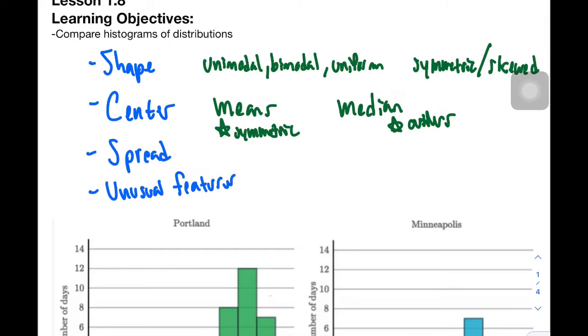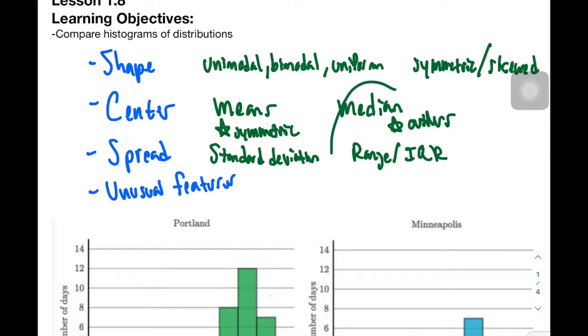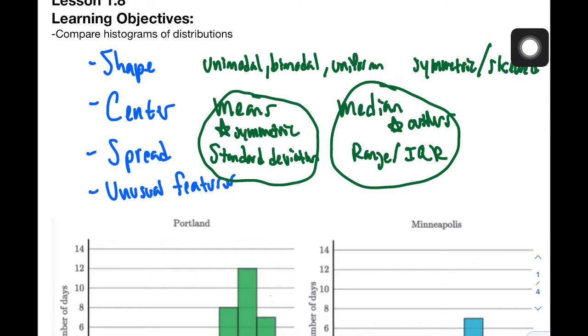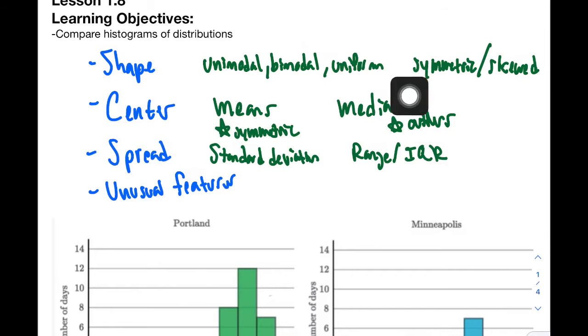All right, with spread, we can look at standard deviation, and that's usually paired with means. And if you mention the median, a good thing to mention would be the range or the IQR. Typically, median is paired with range and IQR, and mean is paired with standard deviation. This is all review, and then unusual features. We also spoke about outliers or possible outliers and any gaps in data.